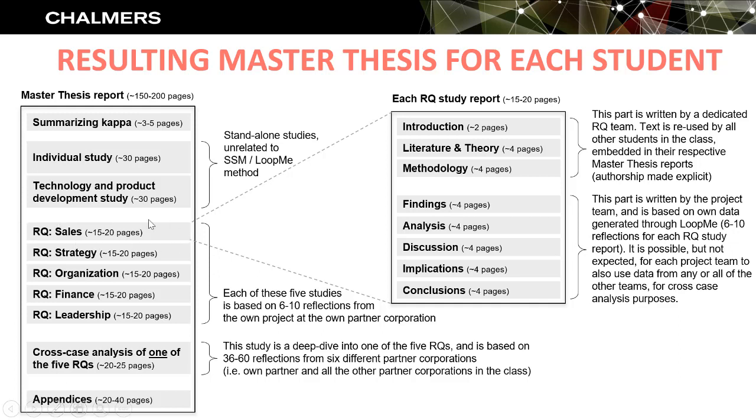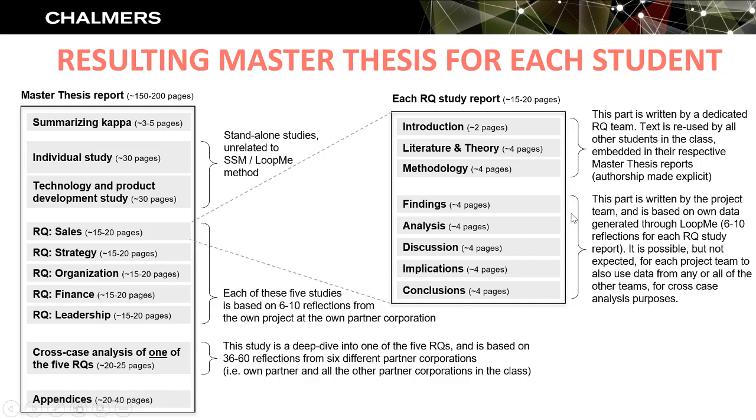If we go back and look at each of those mini articles around one research question, here we see the structure of each and every one of those reports. It starts here with some introduction, with the literature and theory and some methodology. And this part is written by a dedicated RQ team. The team setup here is different from the team setup for the projects. And then the text that is produced by this team is reused by all other students in the class. And they embed this text into their respective master thesis reports. Of course, this means that we need to make authorship very, very explicit, so that nobody thinks that all of this was written by the person that has his or her name on this master thesis report.